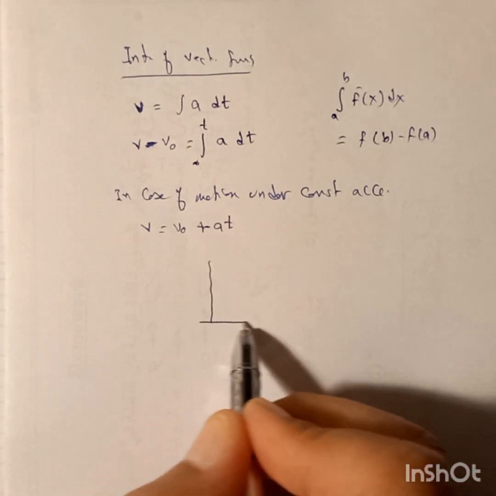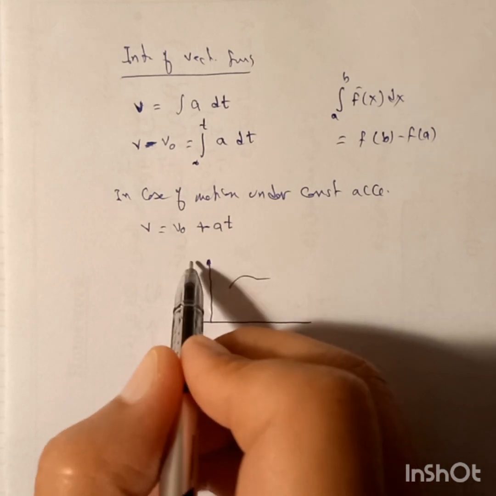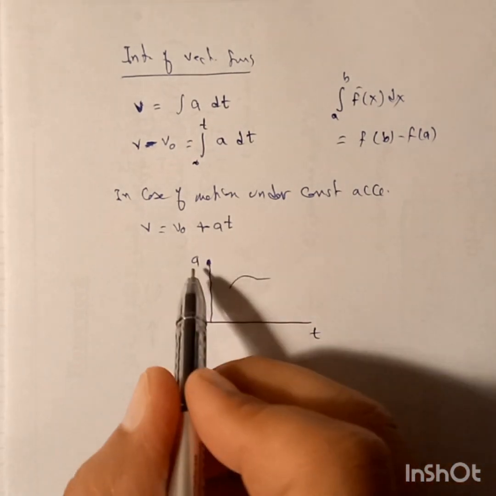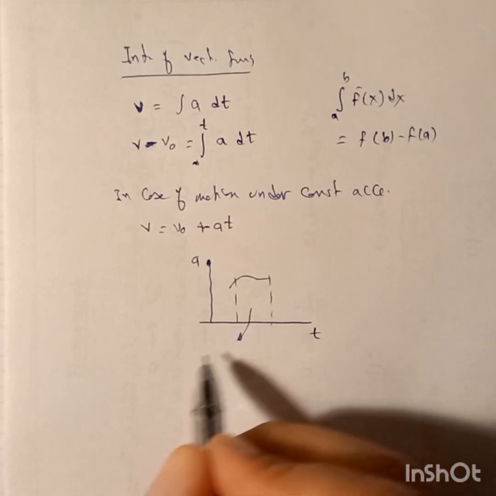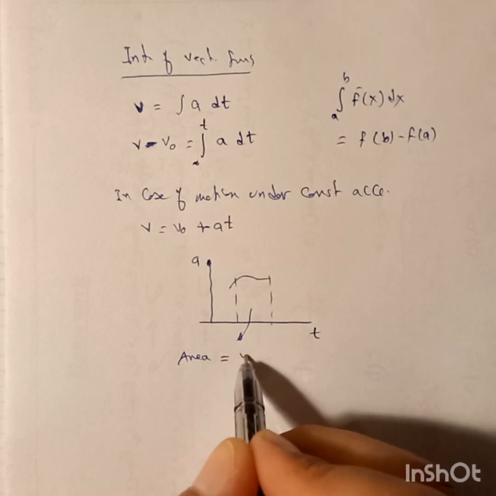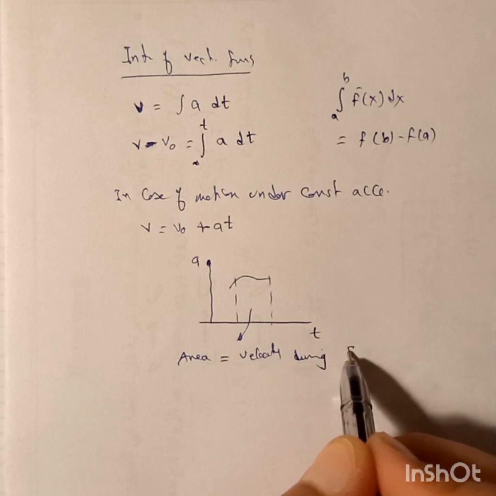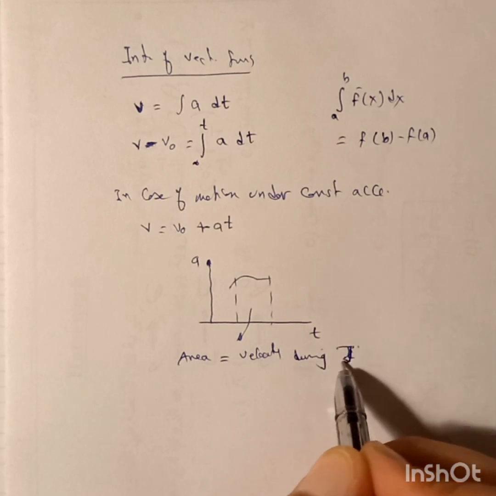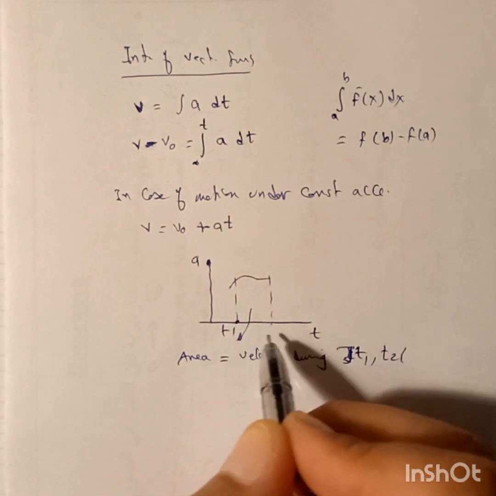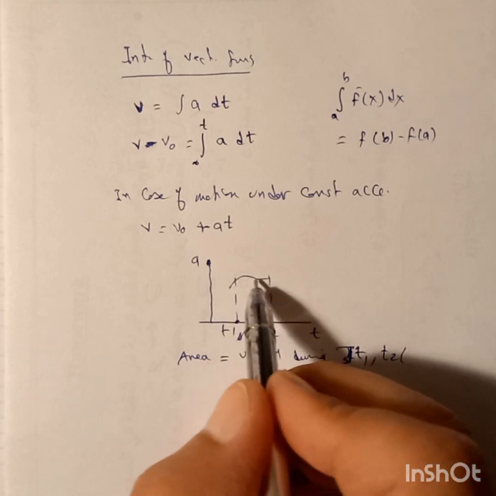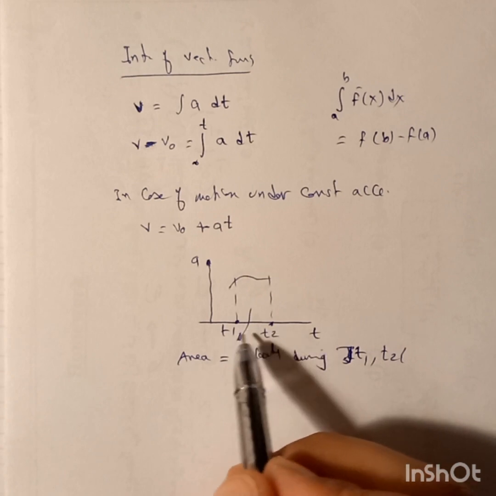Also we can find v as the area under the curve of a and time. If we have a relation between a and time, then the area under this curve equals the velocity of the body during the time interval, for example T1 and T2. If we assume this moment is T1 and this is T2, then the area under this curve represents the velocity of the body during this interval.